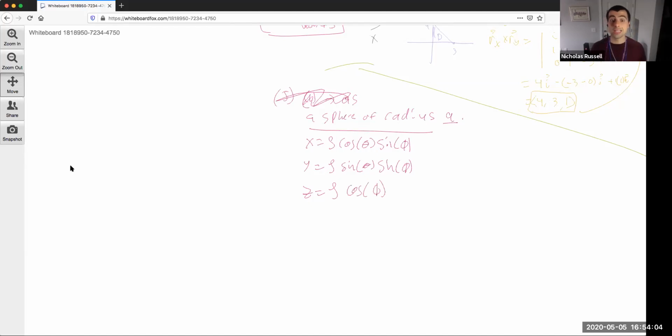Now, on a sphere of radius A, which of these is constant? That's what you always want to think about. When I'm shifting to a different coordinate system, you only need 2 variables. So one of them has to be a constant. In this case, what is the constant? Well, my radius is constant because I'm on that sphere, so it's going to be A.